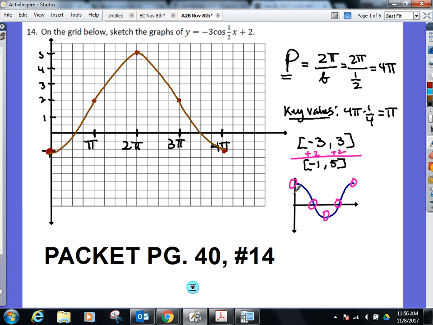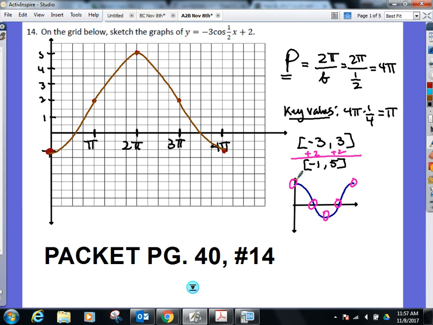So where does cosine usually start? Don't tell me 1, but at its max. And we already found the max. What was the max? 5, right? But why doesn't this one start at the max? The negative tells me it's actually going to start at the minimum. So that's why all our graphs should be starting at -1. Because that negative sign says flip everything.